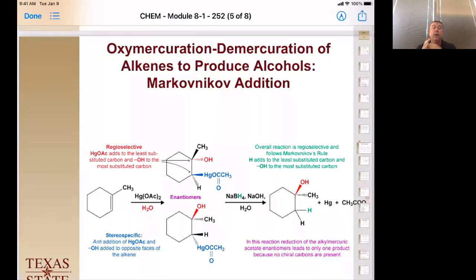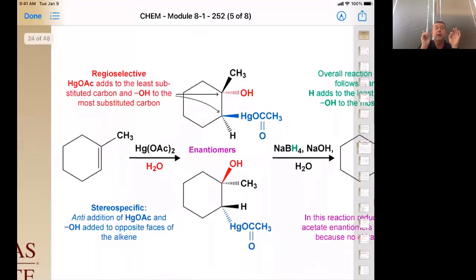Because our mercury is also less electronegative than carbon, we're going to see the mercury add to the least substituted side. Because the mercury is adding to the least substituted side, our alcohol is now on the more substituted side. So if we think about it, it's regioselective because the mercury always adds to the least substituted carbon, and then the alcohol adds to the more substituted carbon.